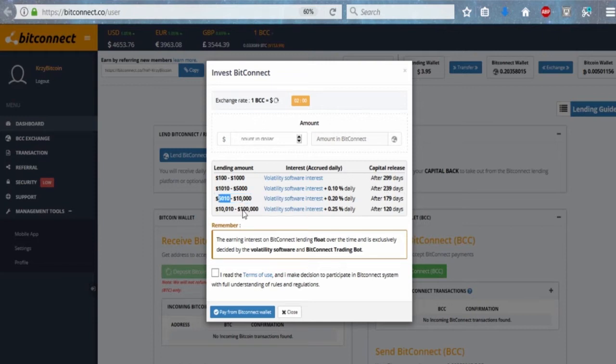Are we investing US dollars? No. Are we investing Bitcoin? No. Because we're buying Bitconnect off of another user that wants to sell and cash out of the platform. We're buying those Bitconnect with our Bitcoin, and then we actually lend out the Bitconnect. So it's measured in US dollars, but you're actually giving them Bitconnect. You're lending them your Bitconnect. And that's very important when you start to look at how this works.